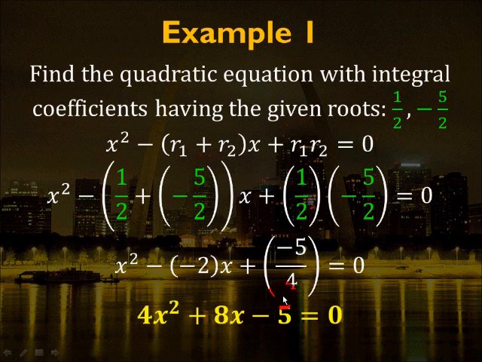So let's multiply everything by 4. This becomes a positive 2 times 4. So this yields you 4x squared plus 8x minus 5 equals 0. So all you have to do is take your two roots. For the x term, make sure it's minus the sum of the roots times x plus the product of the roots, and get rid of all the fractions by multiplying all the denominators out.